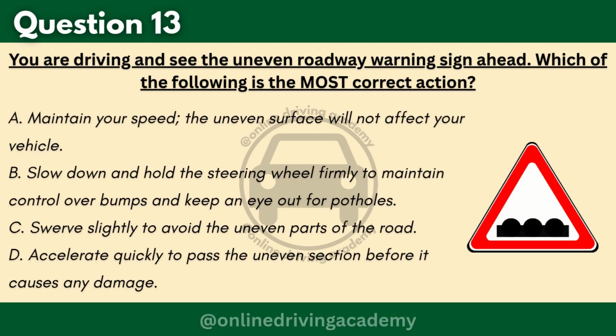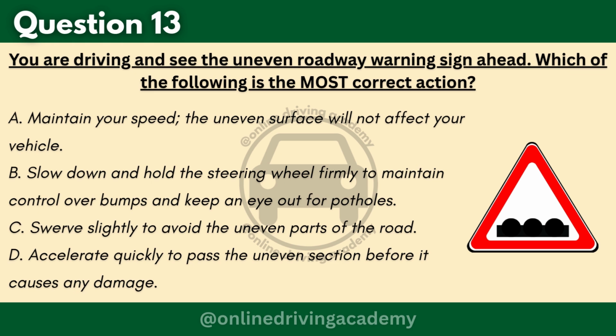Question 13. You are driving and see the uneven roadway warning sign ahead. Which of the following is the most correct action? Is it option A, maintain your speed, the uneven surface will not affect your vehicle? Is it option B, slow down and hold the steering wheel firmly to maintain control over bumps and keep an eye out for potholes? Is it option C, swerve slightly to avoid the uneven parts of the road? Or is it option D, accelerate quickly to pass the uneven section before it causes any damage?